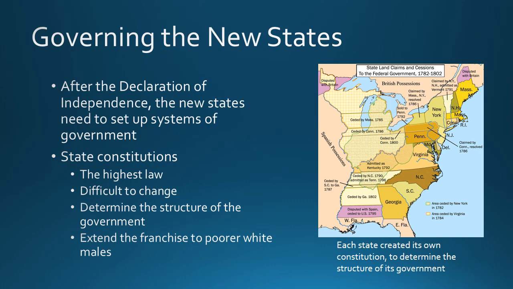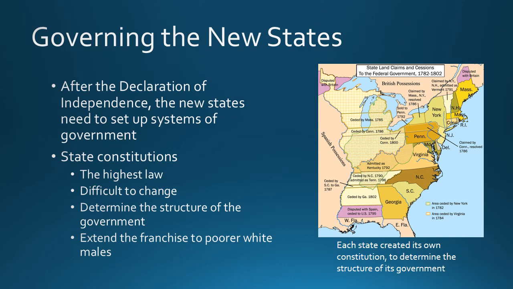So let's start by talking about how the new states went about governing themselves. After the Declaration of Independence, the 13 colonies became states, and that meant that they had to figure out for themselves how they were going to govern themselves. This is a pretty daunting task because it means that 13 new independent countries, more or less, are going to decide how their government is going to work.